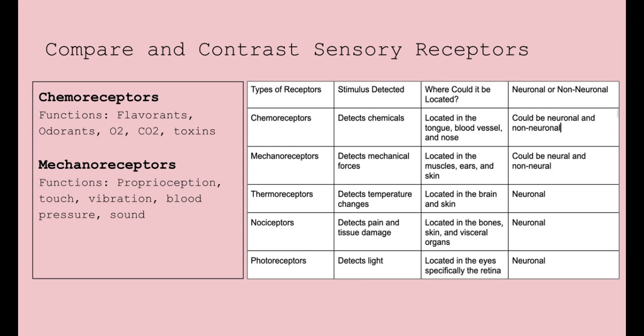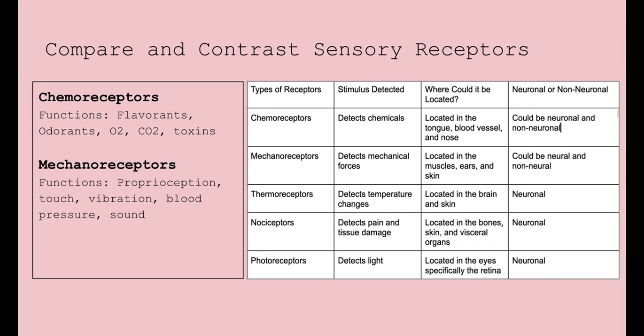These are non-neuronal. Then the next one, nociceptors, detects pain and tissue damage. We find these in our bones, our skin, and our organs, and it's also neuronal. Photoreceptors detect light, and they're located in the eye, specifically in the retina, and it's also neuronal.